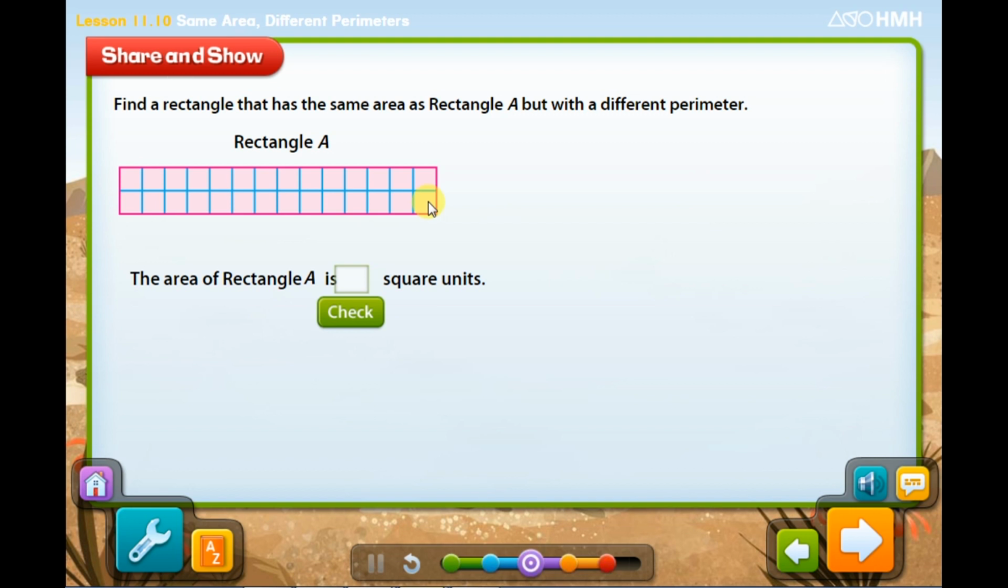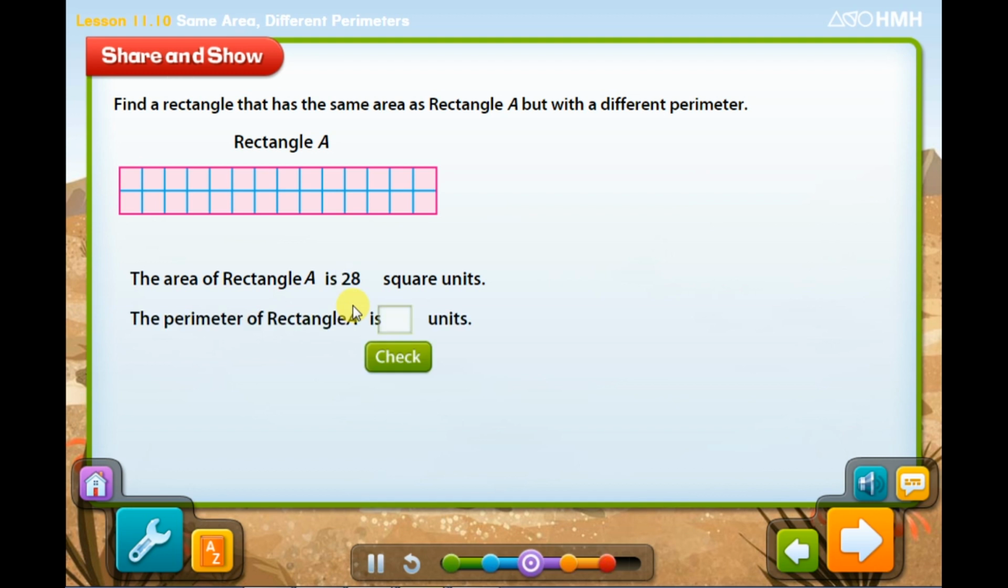So after 14, 15, 16, 17, 18, 19, 20, 21, 22, 23, 24, 25, 26, 27, 28. So it will be 28 tiles or 28 square units. That's right. The area of rectangle A is 28 square units.